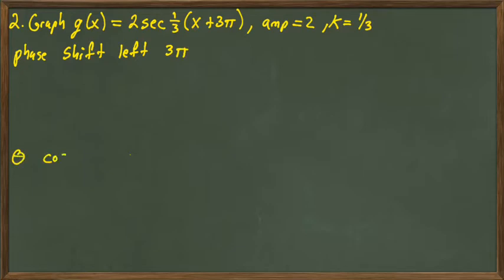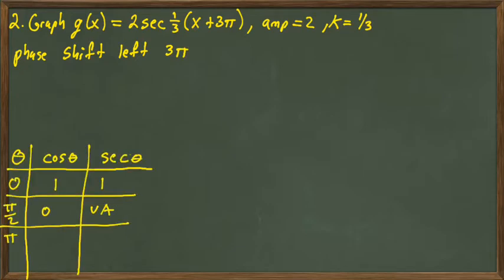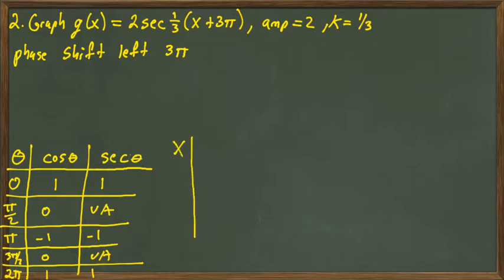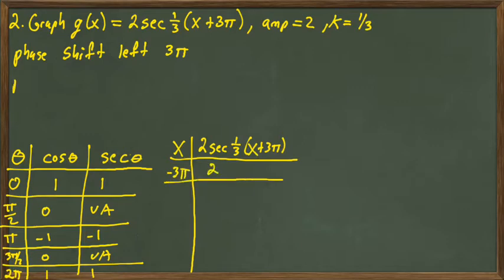Okay, and then we'll go ahead and generate that same table for cosine and the secant, and then we'll do our transformations off of that. So we'll start up our table at minus 3 pi. Then we'll figure out what our period is.